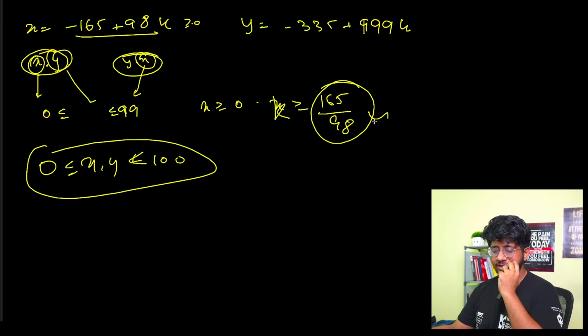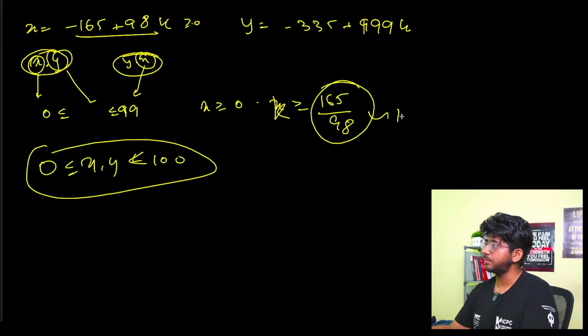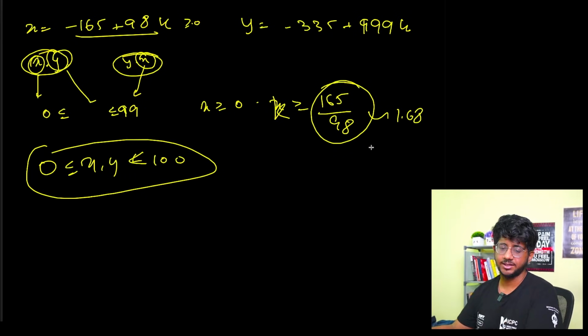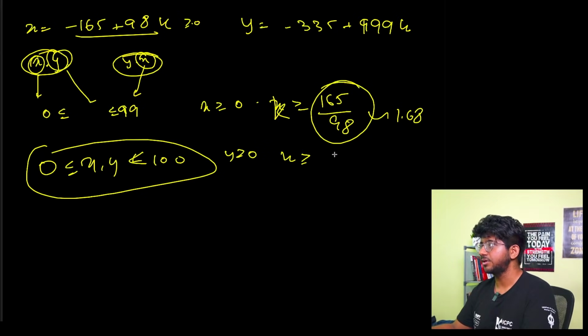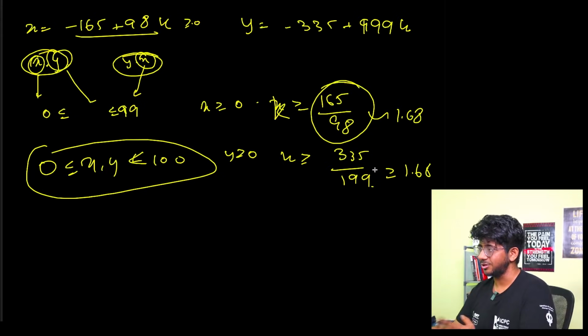This will come somewhere around how much? Maybe 1.68. Okay, something around 1.68. And the other equation is also y greater than or equal to 0. So k is greater than or equal to 335 by 199. This will also come out to be around 1.68, right? More than 1, less than 2, whatever that is, right?